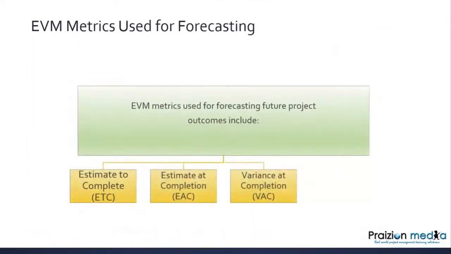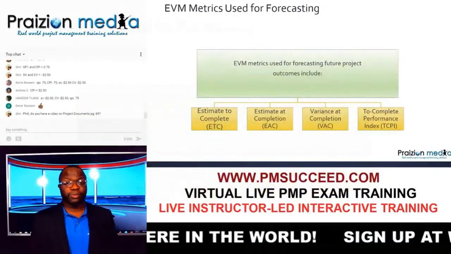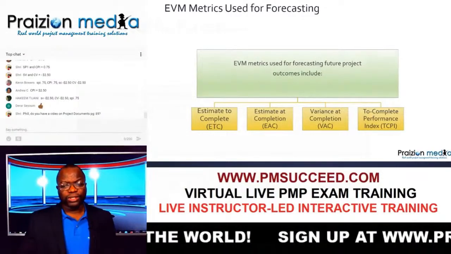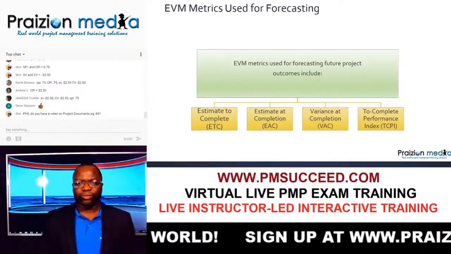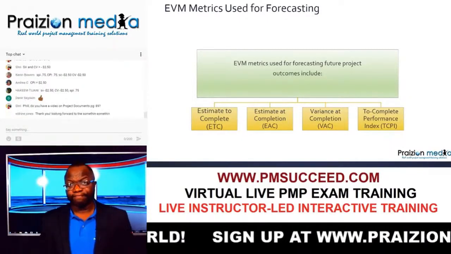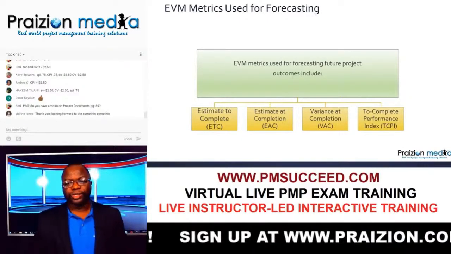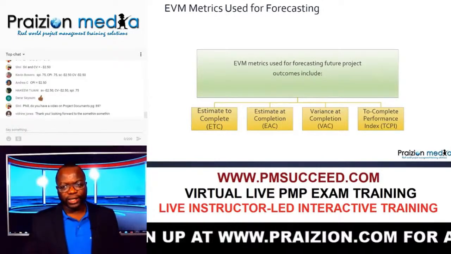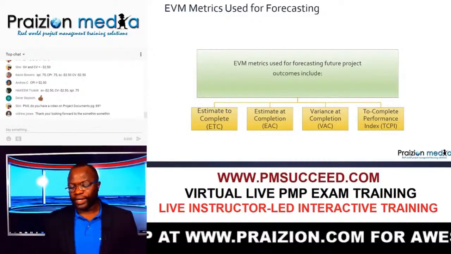Now, we need to talk about the forecasting elephant in the room. The forecasting elephant in the room is where a lot of people get stuck, and we need to address it. We need to iron it out and polish it up big time. So we're going to be talking about the ETC, the EAC, the VAC, and the TCPI.